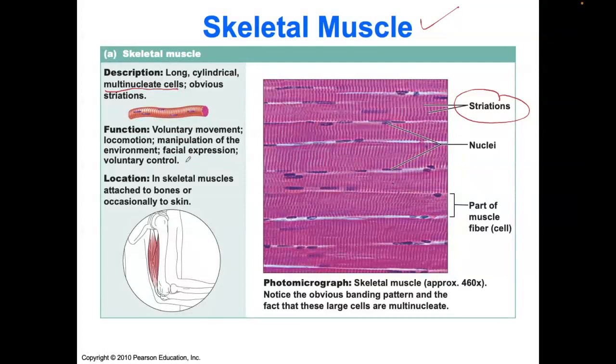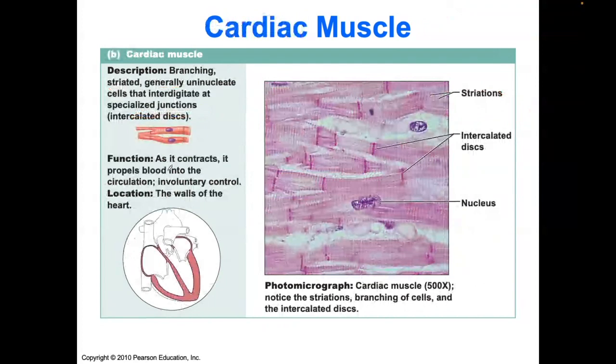Okay. You also have facial muscles. Again, you can consciously and voluntarily smile, right? Someone says frown, close your eyes, open your eyes. You can do that all voluntarily because of skeletal muscles. Okay. All right. So that's skeletal muscle.